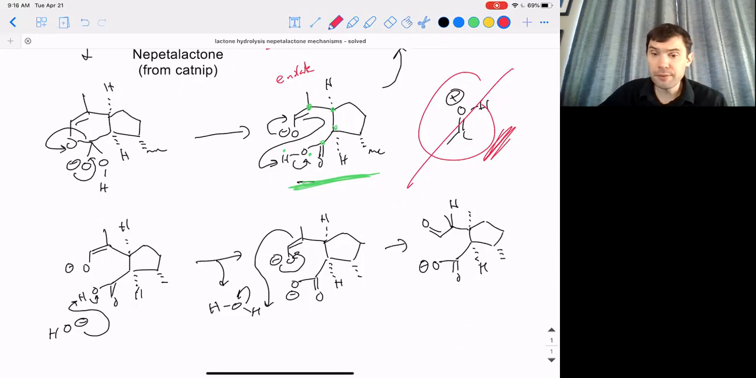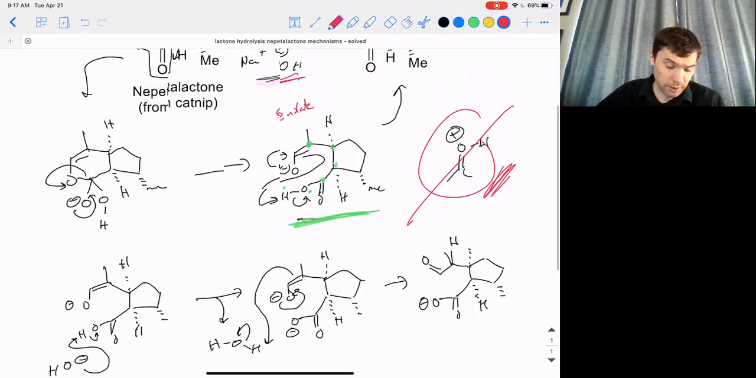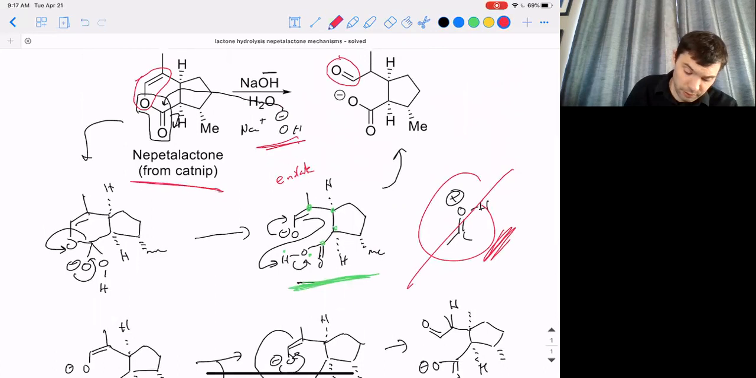All right, that's it for this mechanism. All in all, I thought it was just fun because it goes back to a molecule that many of us have encountered in everyday life and may not have realized the specific intricacies of.